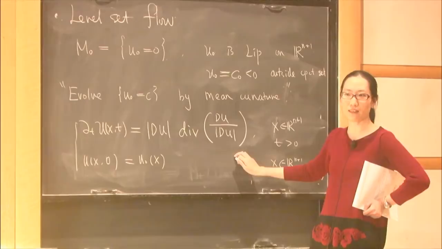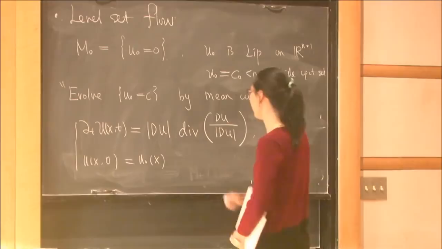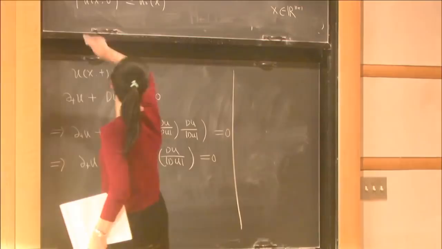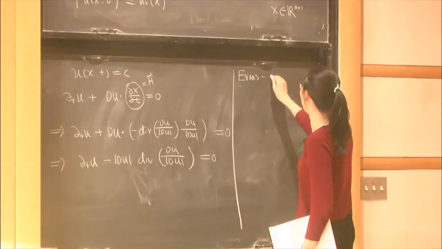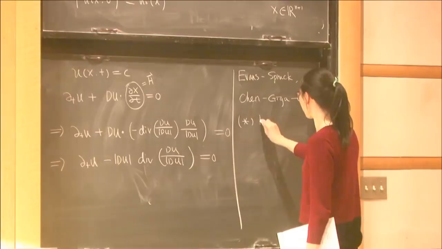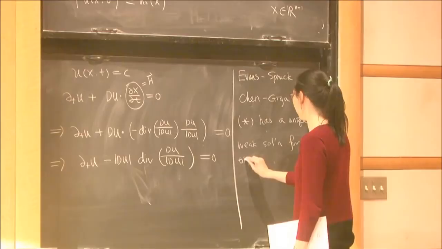The idea is like using some tangential principle to define this viscosity solution. Let me just remark that this problem, star, is the work of Evans, Spruck, and Chen, Giga, Goto. The problem star has a unique weak solution for all times in the viscosity sense.